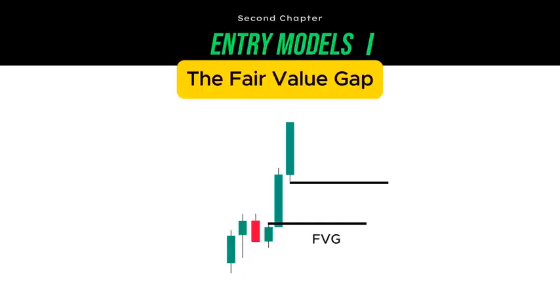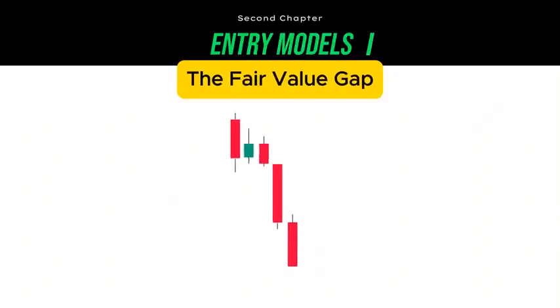This is the fair value gap in an uptrend scenario. Notice the inefficiency created, and this area can be used as an entry strategy once price comes back down to fill the zone. And now for the downtrend scenario, the rules are similar.